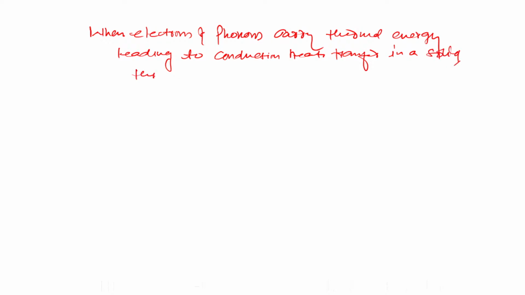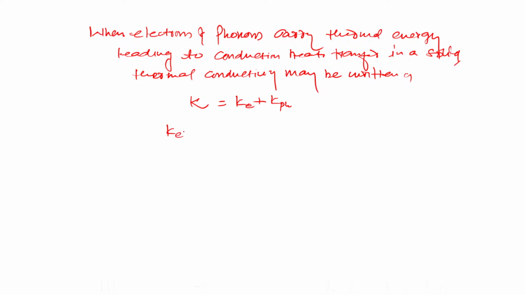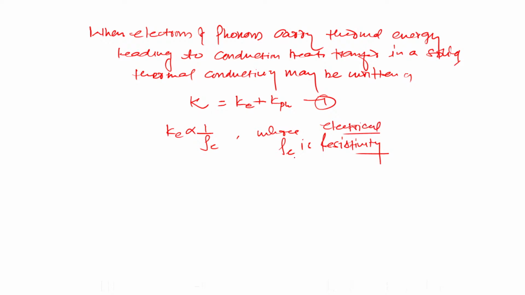Then thermal conductivity may be written as K equals K_e plus K_ph. Here K_e means transport of energy due to electrons, and phonons means lattice vibration. K_e is inversely proportional to resistivity, where rho_e is the electrical resistivity.